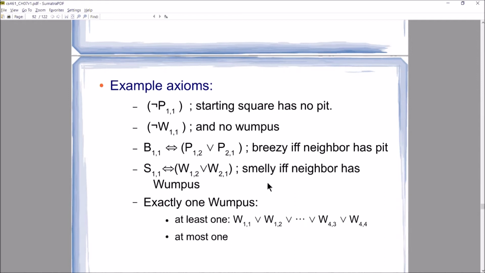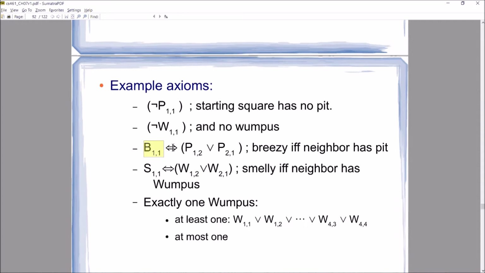And so we can go on and make a large collection of this, right? You need to have a whole bunch of sentences, repeated, that are similar but just slightly different. So, for example, breezy if neighbor has a pit, just having B11 if and only if P12 or P21 wouldn't be enough. You'd also have to have an if and only if statement for B12, B13, B14, B21, etc., right? So the knowledge base would get pretty darn big.